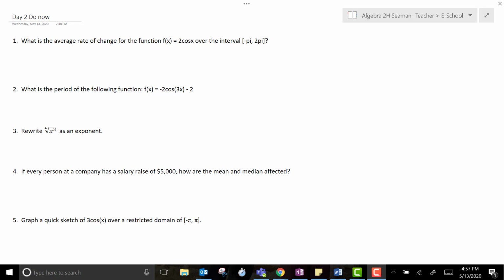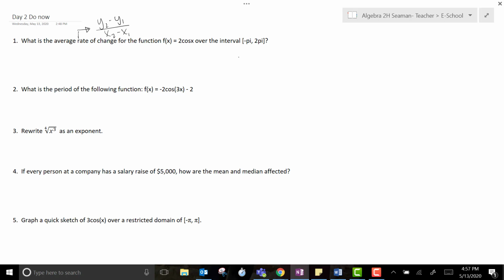Our very first question says, what is the average rate of change for the function f of x equals 2 cosine of x over the interval negative pi to 2 pi? So I know that average rate of change is y2 minus y1 over x2 minus x1. So I need to get some ordered pairs.